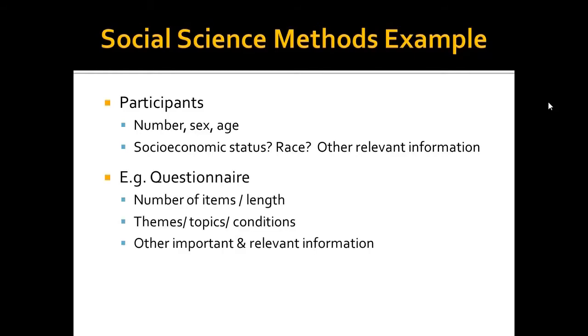Then you might want to have a section about a questionnaire if that's the type of way you collected your data. The types of information you might want to include about a questionnaire would be the number of items or the length of the questionnaire, if it's divided into themes or topics or certain conditions, and then any other important and relevant information about what the questionnaire is really aimed to assess.